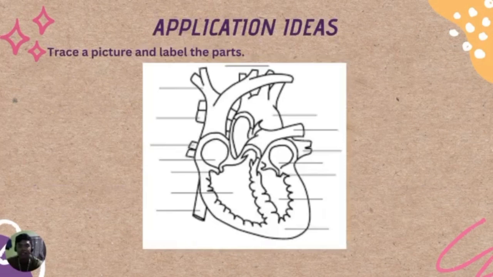For the application idea, in this picture you can see the picture of the heart. If you have this criteria of fluency, you will easily label all the parts of the heart. For example, this part here is the aorta, and here are the other parts of the heart, etc. So you can easily track and label all the parts of a specific thing.